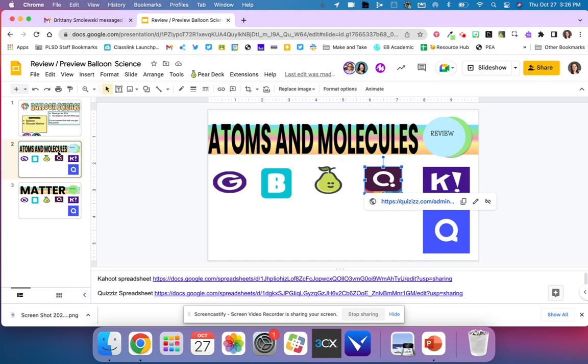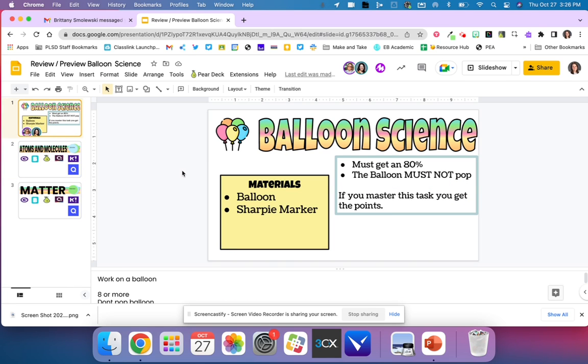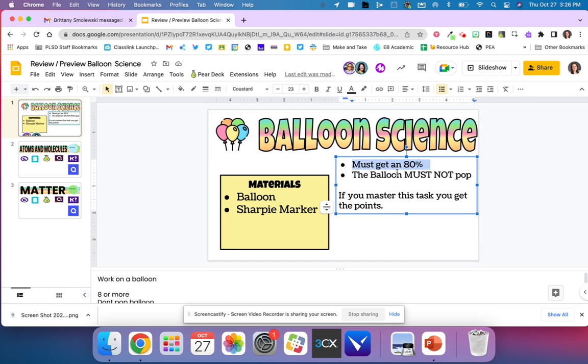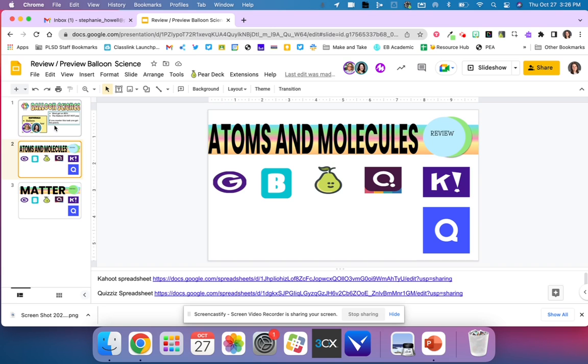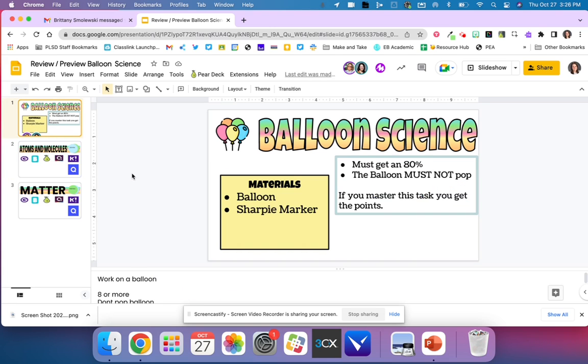Students first did the review activity where we had up quizzes, and they did that individually, answering those different questions with a time limit. They had to get an 80%, and they also had to make sure their balloon did not pop. Since it was review, most kids beat our 80% expectation, so did not pop any balloons. They got tickets for earning that 80%, and none of the balloons popped.